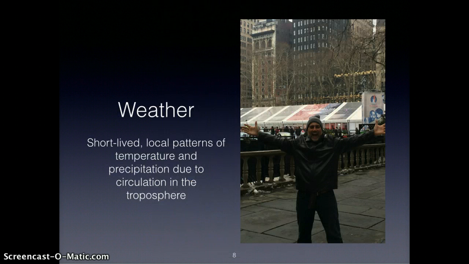Now, to understand the effect of carbon dioxide and other greenhouse gases on climate, we need to make sure we understand the difference between climate and weather. Here I am in New York City, experiencing some cold weather. Weather is defined as short-lived local patterns of temperature and precipitation.